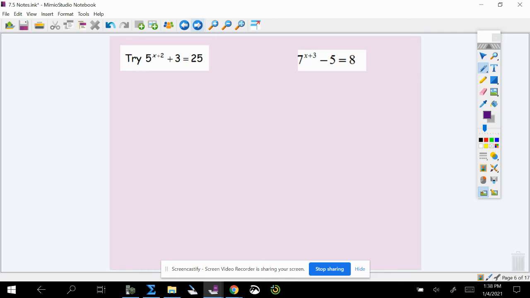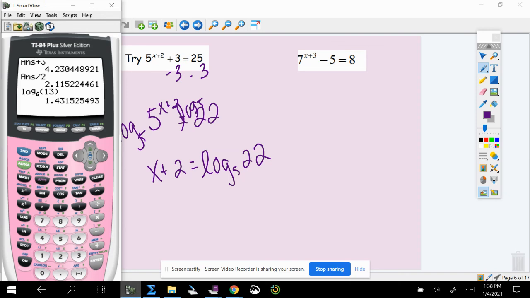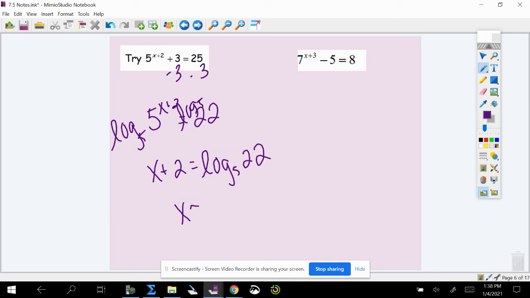My last two are just slightly messier, not too much actually. So I'm going to subtract 3. So I get 5 to the x plus 2 equals 22. Take both sides to log base 5. So we get x plus 2 equals log base 5 of 22. Calculators needed. Go to math. Go to this log. They just call it log base. Log base 5 of 22. And then to get x by itself, we're going to minus 2. So my answer is negative 0.08.